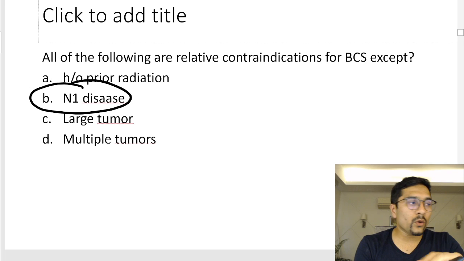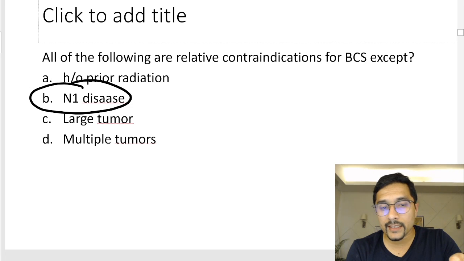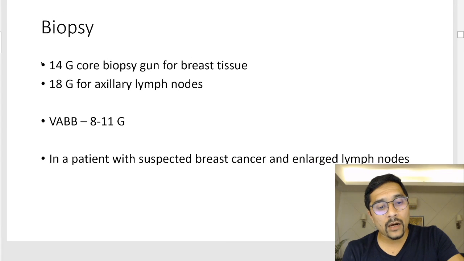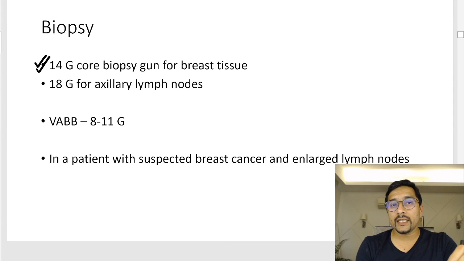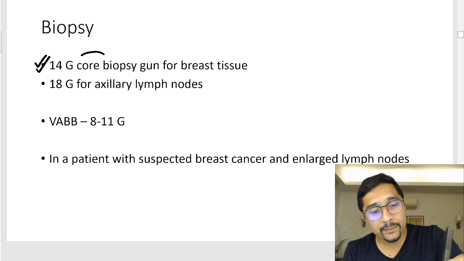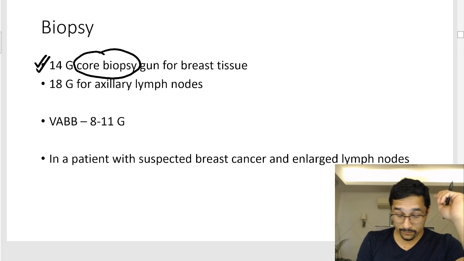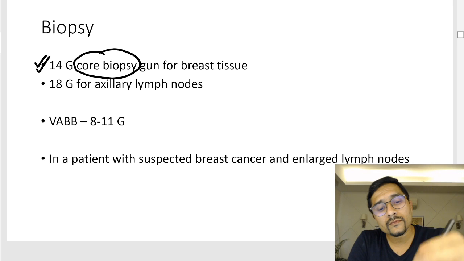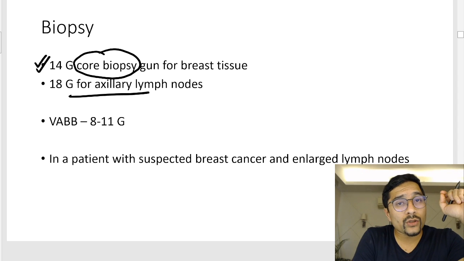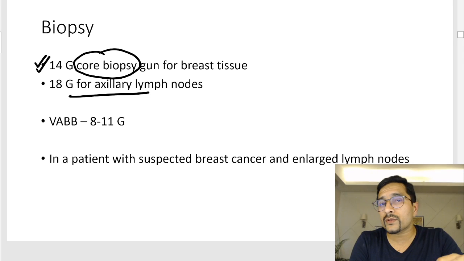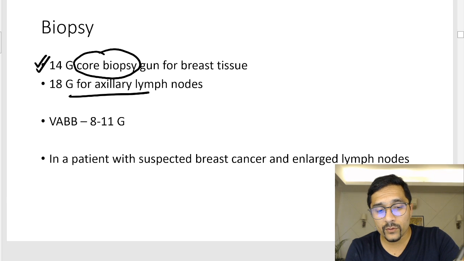Now, I quickly want to run through some updates which are there in the latest edition of Bailey. For core biopsy, you should know core biopsy now, Bailey recommends a 14 gauge biopsy gun instead of a 16 gauge which was given in the 27th edition. So core biopsy is the investigation of choice. This is a type of an incisional biopsy, and 14 gauge is what is recommended. Bailey also recommends that you should biopsy the axillary lymph nodes, and an 18 gauge needle should be used for biopsying the axillary lymph nodes.